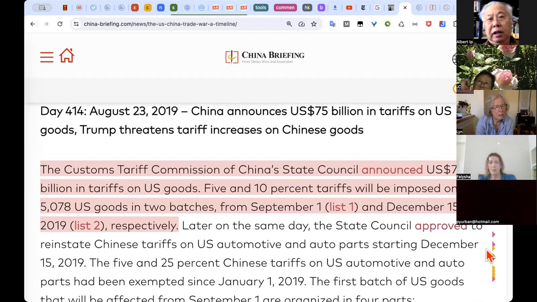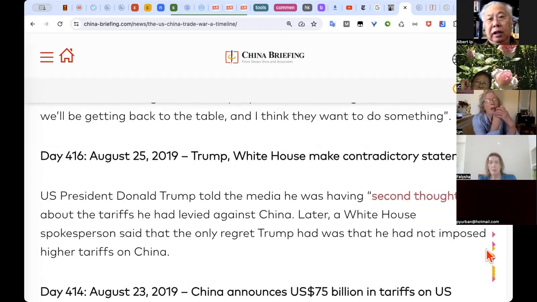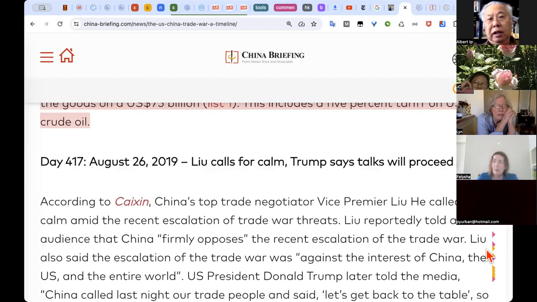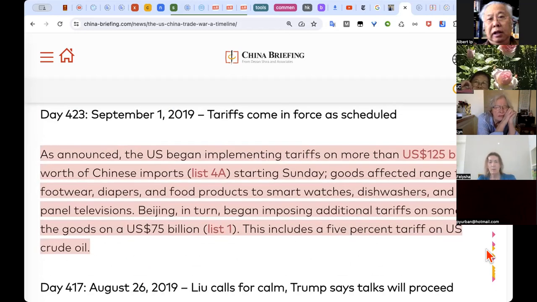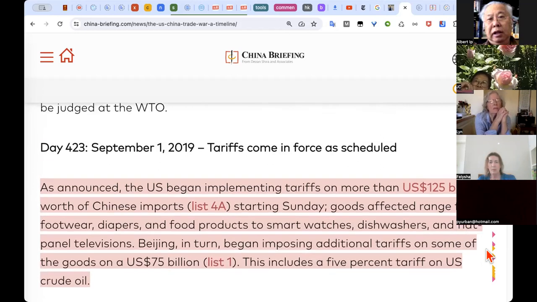So on 2019, August 23rd, the Chinese Customs Tariff Commission announced tariffs on $75 billion worth of U.S. goods, from 5 to 10%, carried out in 2 batches, September the 1st and then December 15th. Trump and the White House make contradictory statements. Typical, okay? Nothing special here. And then they talk and then it comes into effect as expected because nothing is stopping it.